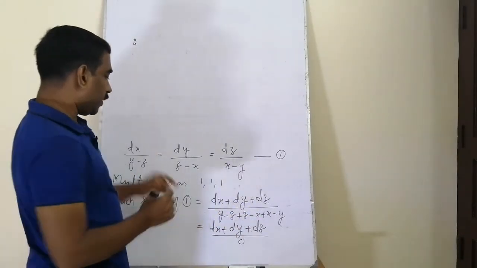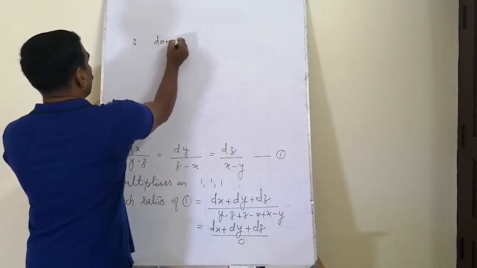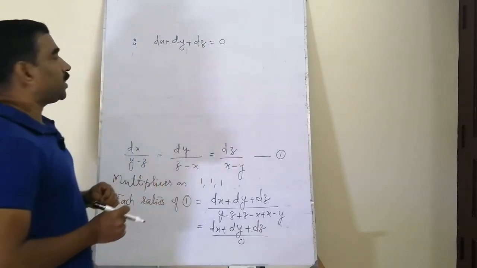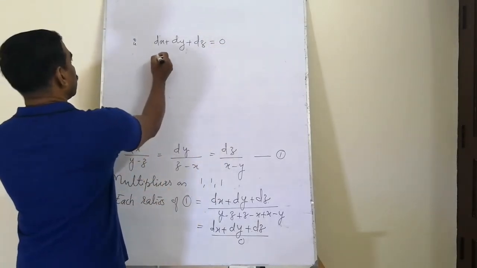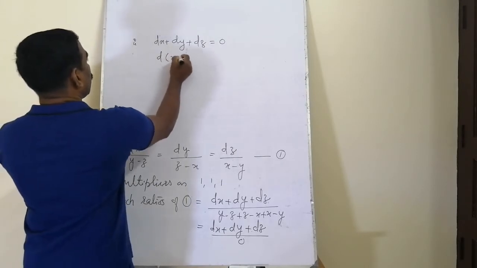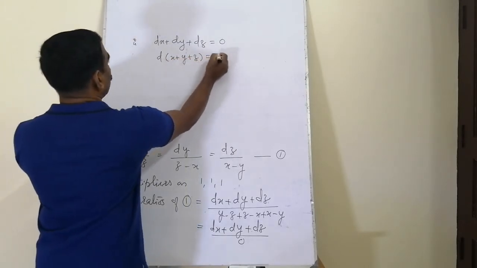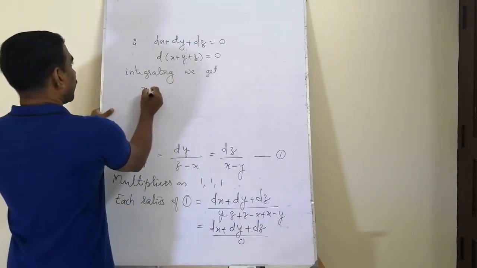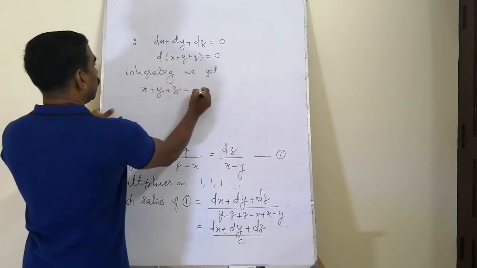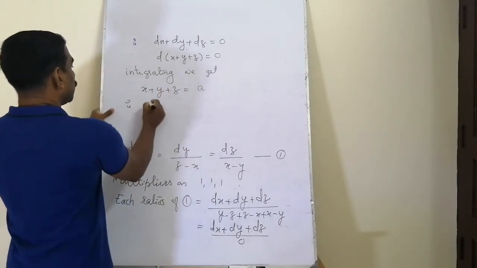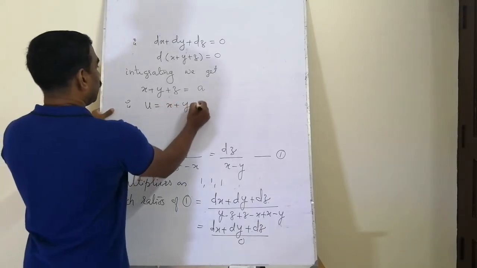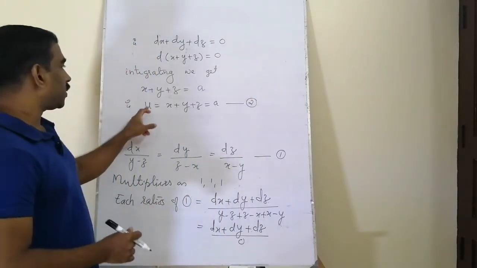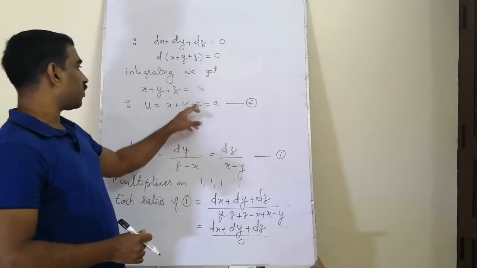That is, the numerator dx plus dy plus dz is 0. That is in a direct integral format, or we can write this as d of (x plus y plus z) is equal to 0. Integrating we get x plus y plus z equal to a constant, that is, u is equal to x plus y plus z equal to a constant. We call it equation number 2. So we have obtained one solution as u is a constant, where u is x plus y plus z.